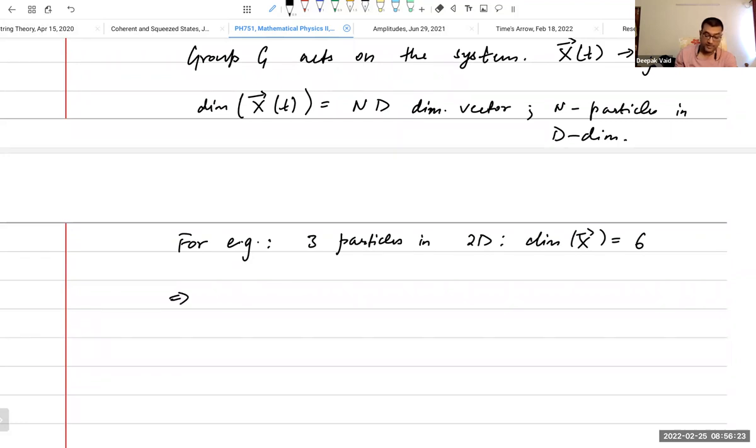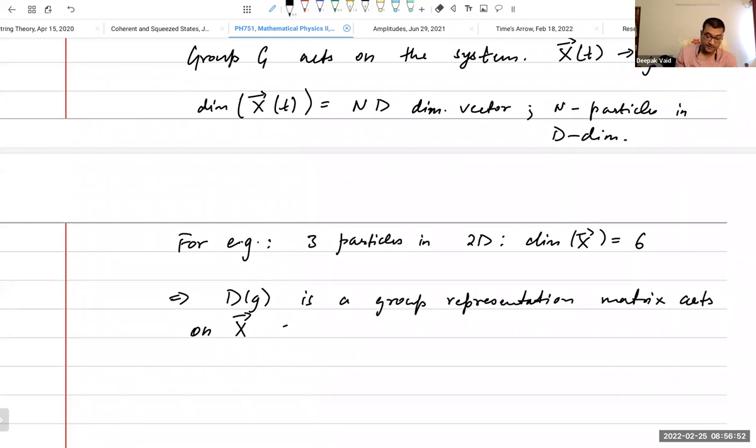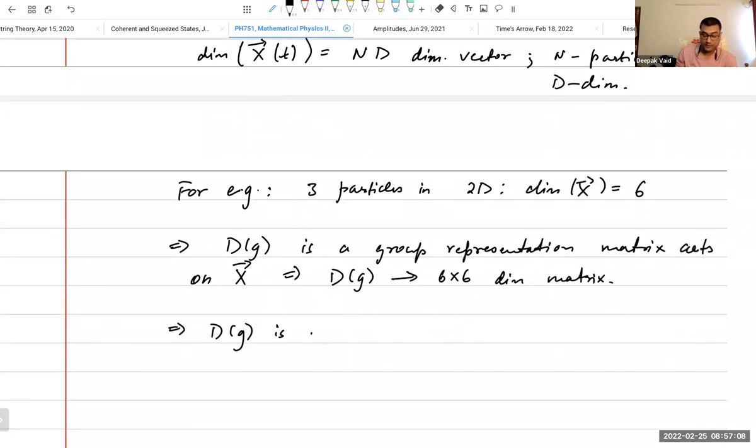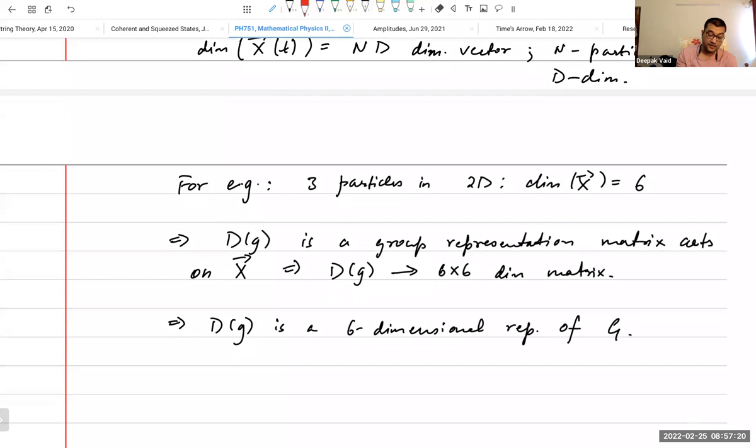So what will be the action of the group? D of G is some group representation matrix, right, which acts on this vector x. So this matrix has to be a 6x6 dimensional matrix, which implies that D of G is a 6-dimensional representation of the group G. And I'll stop here for today.